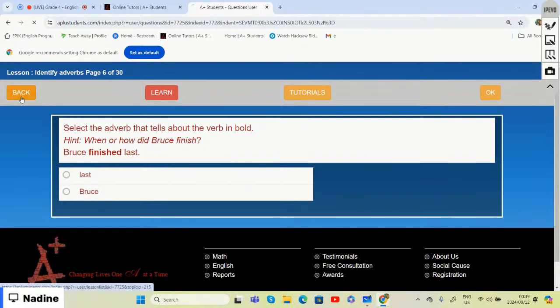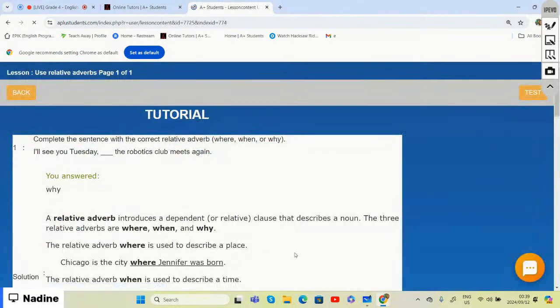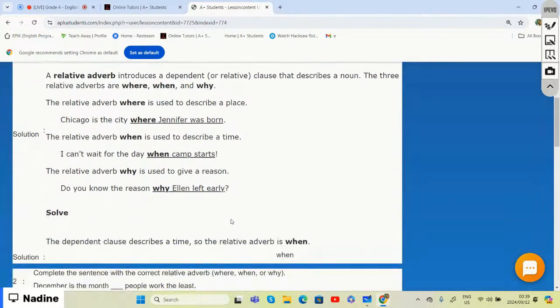All right, now we're going to relative adverbs, right? And remember, we said relative adverbs introduce a dependent or relative clause. These three relative adverbs tell us where, when, and why, right? Where is used to describe a place: where Jennifer was born. She was born in Chicago. When is used to describe time: when the camp starts. 3 o'clock.